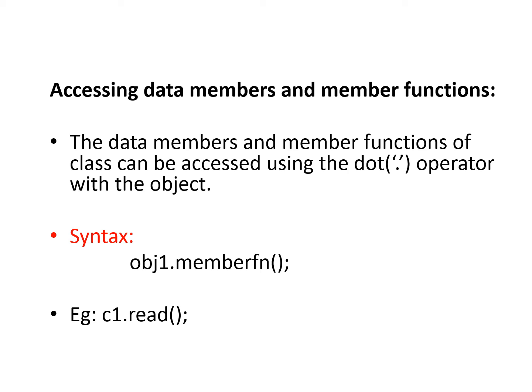Next is accessing data members and member functions. Now you have created a class, you have created an object. Now with the help of the object, you are going to call the member functions in that particular class. You now know how to create an object: class name, then object name, semicolon. Now you specify that object name and then the dot operator and then the member function. See the example here: C1 is the object name, then the dot operator, and read is a member function which is to be specified over here.